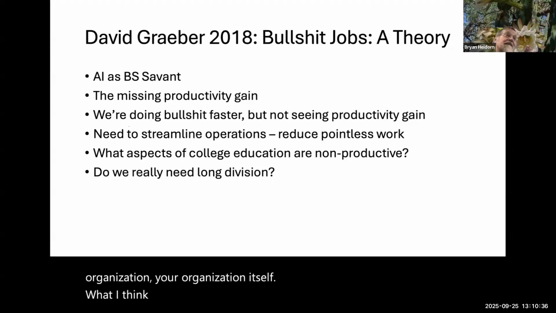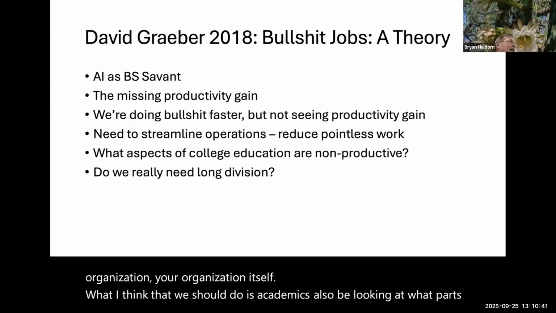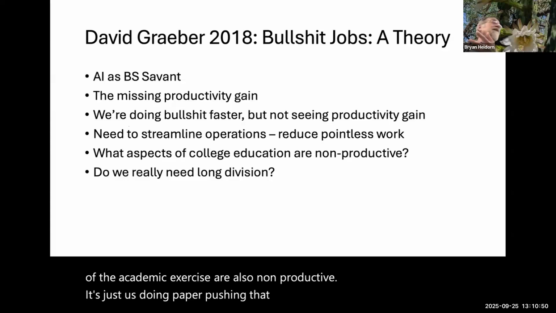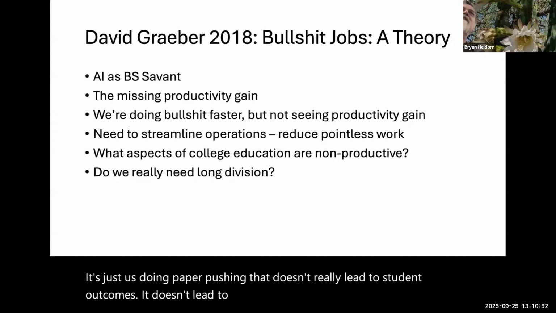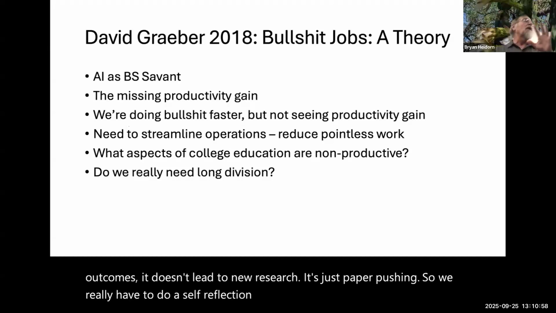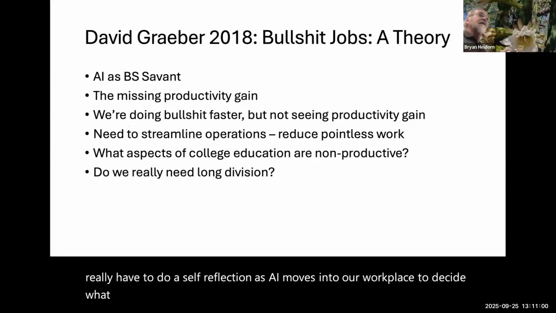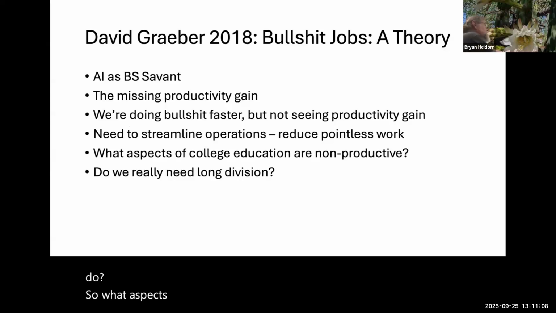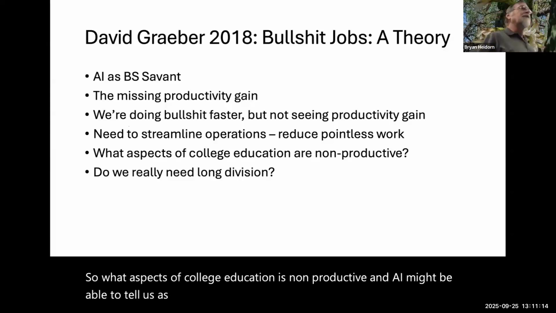What I think we should do as academics is also look at what parts of the academic exercise are non-productive. It's just us doing paper pushing that doesn't really lead to student outcomes. It doesn't lead to new research. It's just paper pushing. So we really have to do a self-reflection as AI moves into our workplace to decide what can be streamlined, what should be taken over by AI, what should we do. So what aspects of college education are non-productive? And AI might be able to tell us as we roll it out and it doesn't do any good.